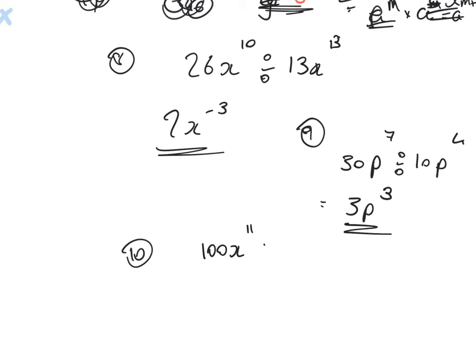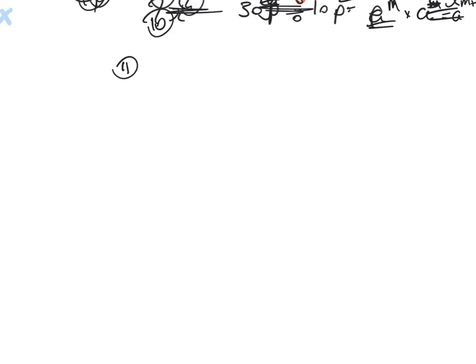100x to the 11 divided by 10x to the 20. Okay, first of all, 100 divided by 10, that's 10. Then I need to subtract my powers. 11 take away 20, take your time. 11 take away 20 is minus 9. Okay, example 11.